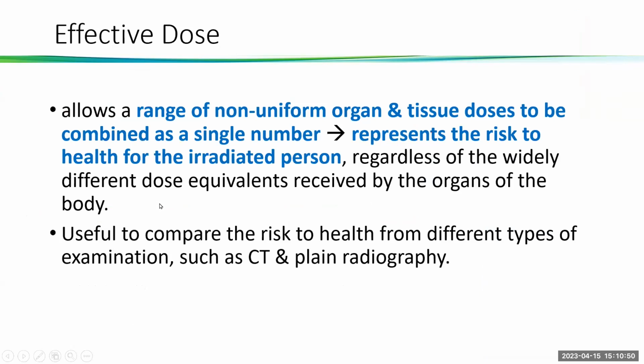So effective dose is a convenient unit that allows us to combine a range of non-uniform tissue and organ doses into a single number that can be used to represent the risk to the health of the irradiated person, regardless of the widely different dose equivalents received by the organs of the body.